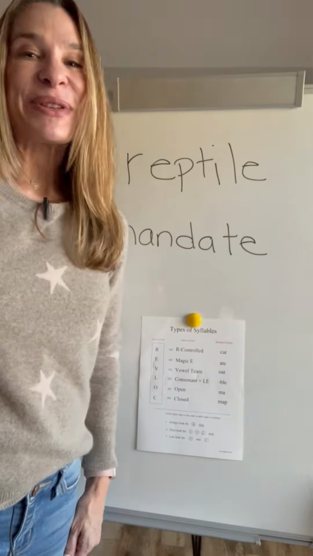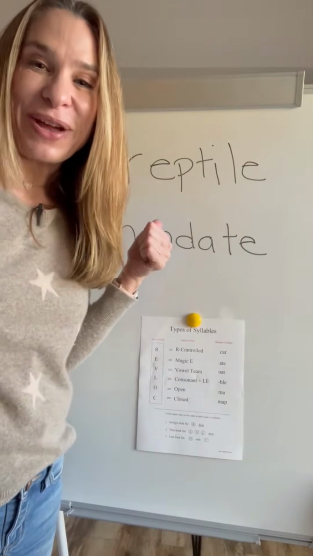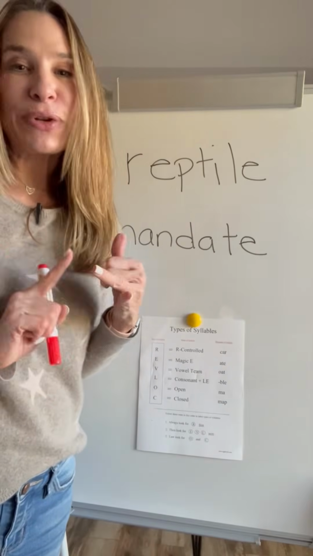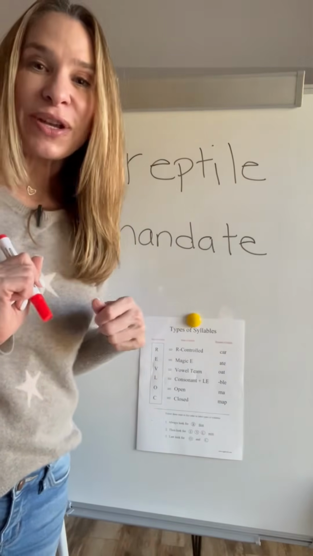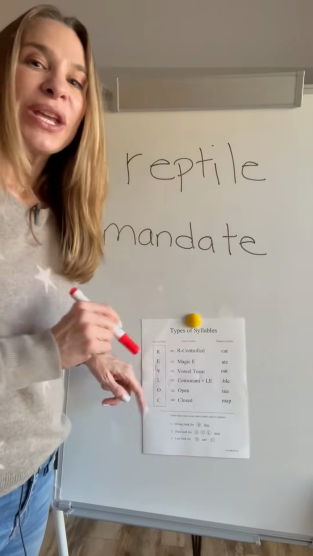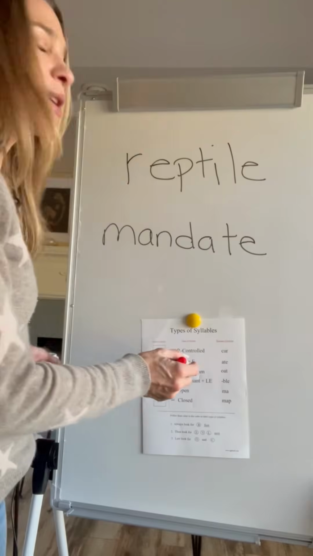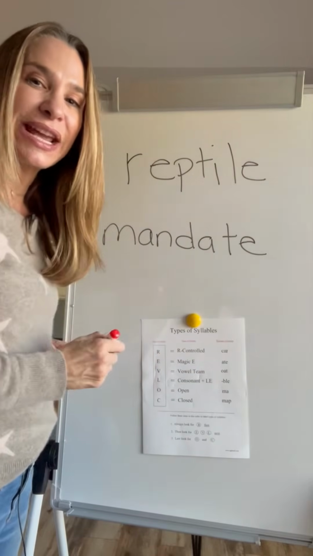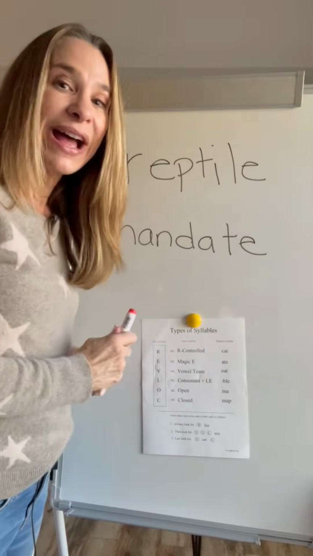Let's go through the steps of dividing VCCV reptile words. Your student will need to know what consonants and vowels are, and they will need to know what a syllable is. Also, in our system of labeling syllable types, your student will need to recognize that the magic E, the silent E making the vowel say its name, makes this considered one vowel.